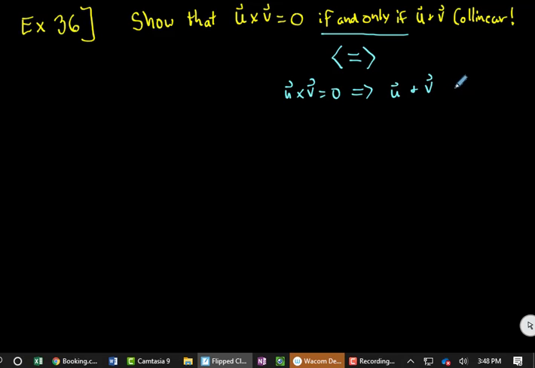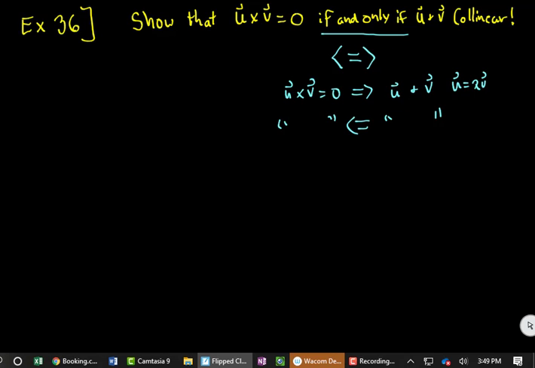And if they're collinear, another way to write that is that either u is equal to some lambda times v, or vice versa, right? Once we start with this and show this, then we have to go the other way. If these two are collinear, then we can show that the cross product is equal to 0 too.